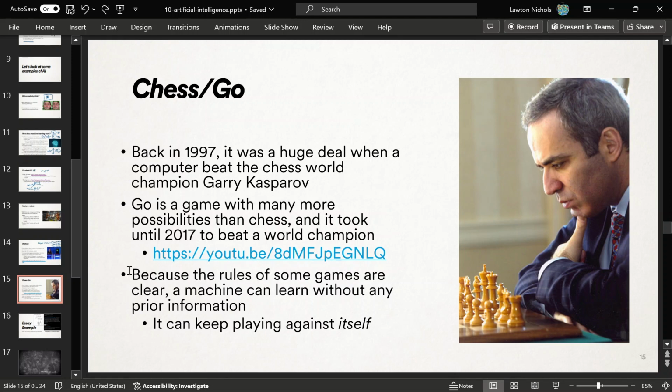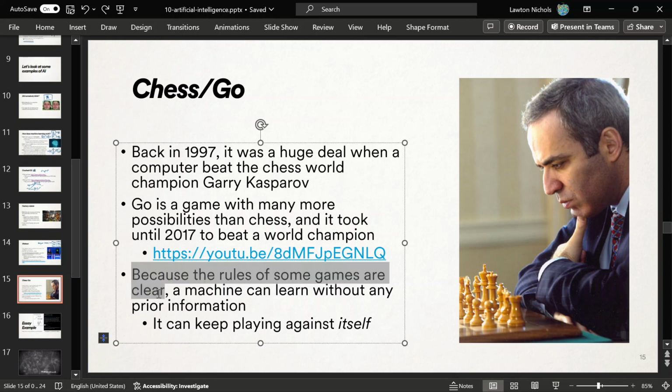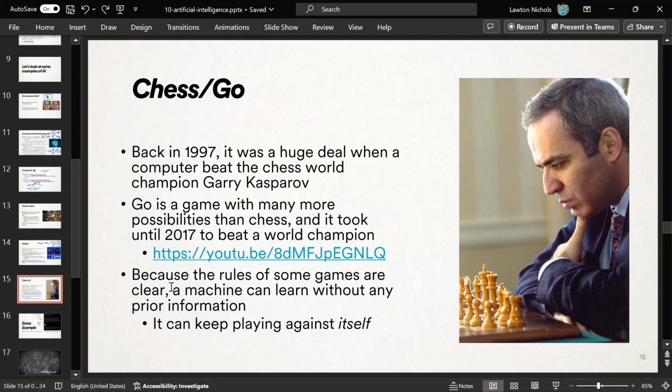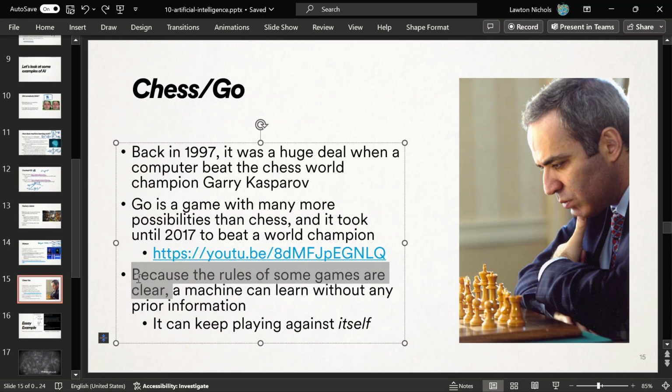A great thing about chess and Go is that the rules are so clear, right? You know all the valid moves on a chessboard, right? You can just program that very quickly. That's not hard. And you can program what it means to lose the game, what it means to have a checkmate, right? So you can program the rules of chess very easily, and then your program doesn't need any training data, right? It doesn't need any prior information because it knows how to play the game. Like, these moves are possible.